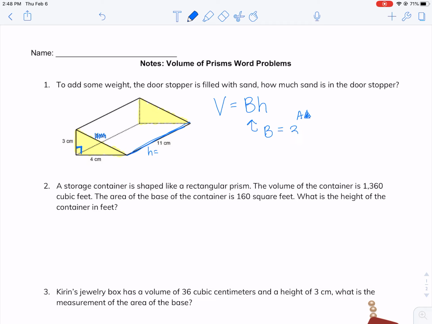So I know that my base area would be the area of the triangle, which is 3 times 4 times 1/2, which is 3 times 4 divided by 2, which gives you 6. So now it's going to be 6 times the height, which is 11. And that gives you 66. And that would be centimeters cubed.